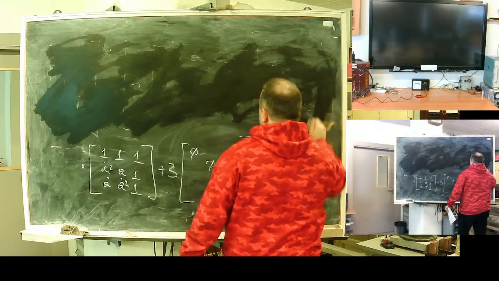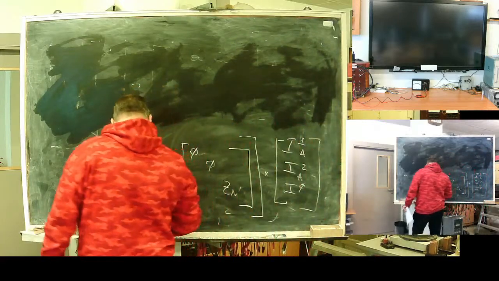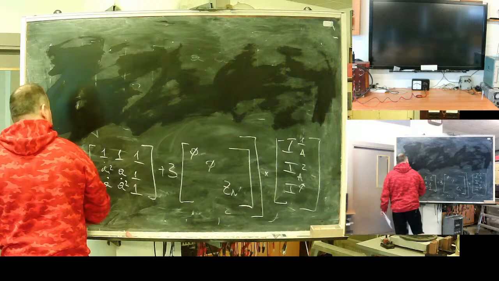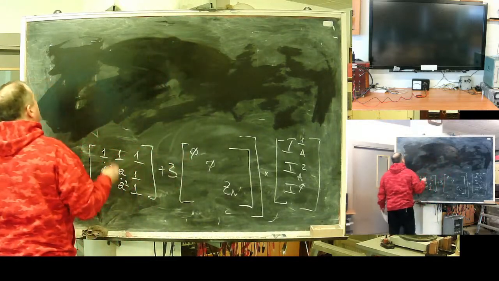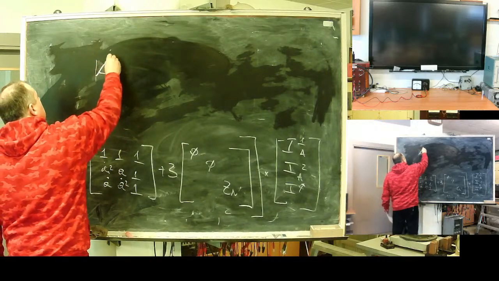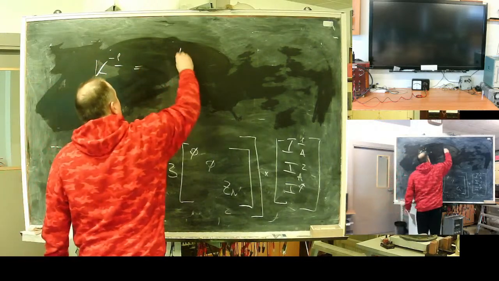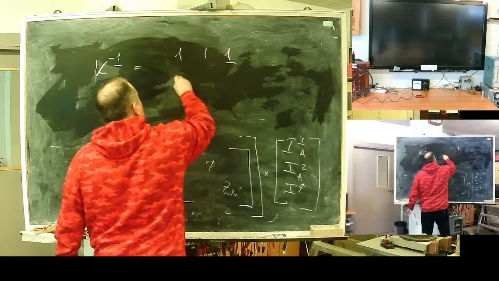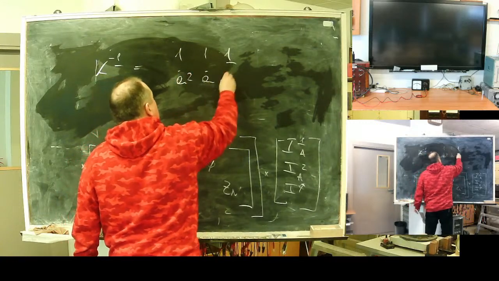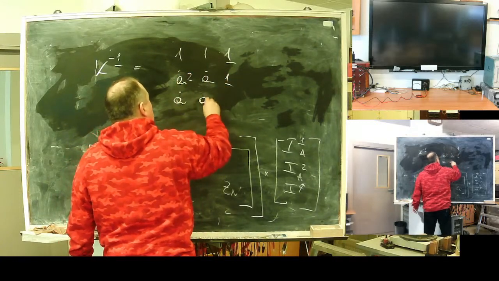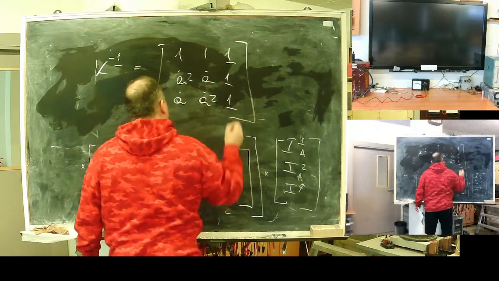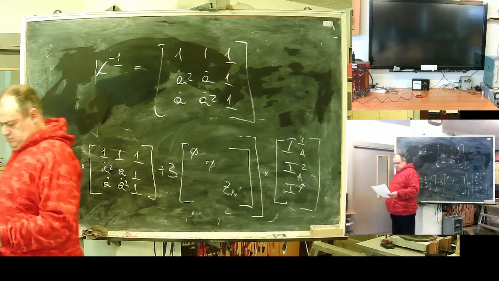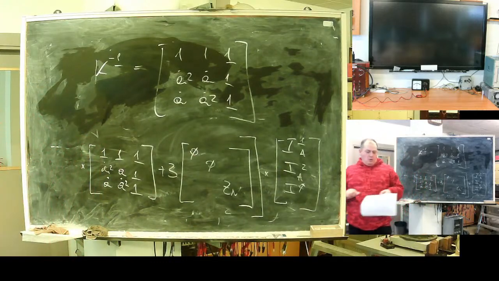PV. Please check the correct matrix for the inversion of the Fortescue transform: 1, 1, 1, A squared, A, 1, A, A squared, 1. Please check. Okay.